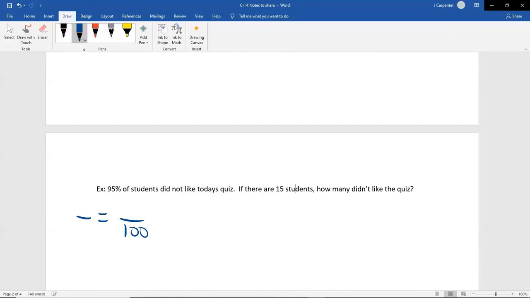Where one of the bottoms is 100, you can make the left bottom 100 if you want, as long as the 95 goes with it. The 95 goes with 100 because that's the percentage. 95 out of 100, that's what that means. 95 out of 100, or 95 per 100. That's what 95% means. There are 15 students. How many didn't like the quiz?